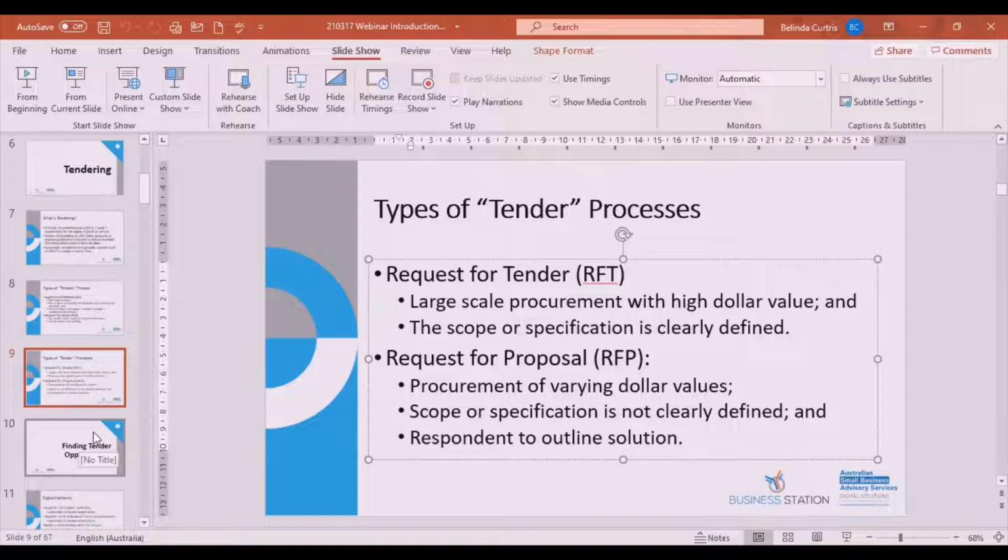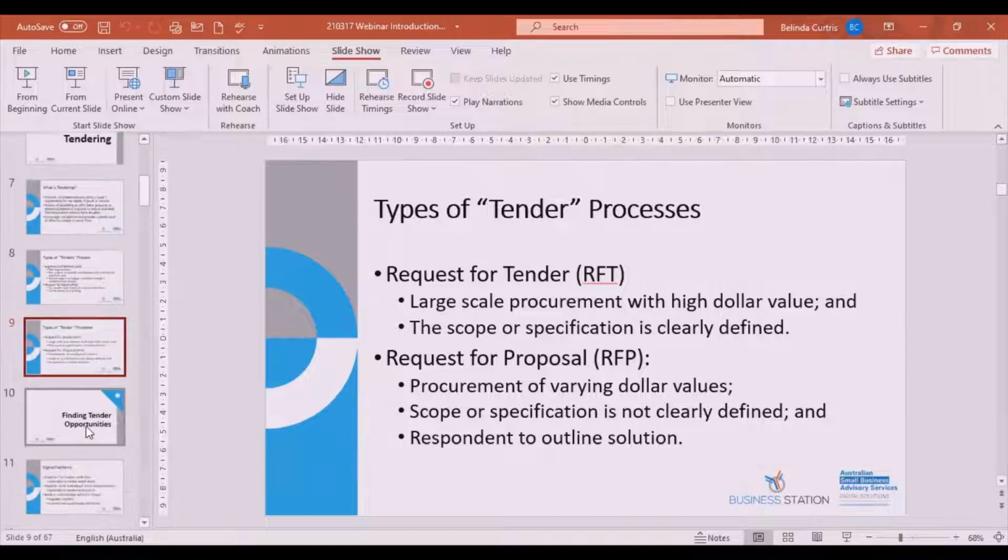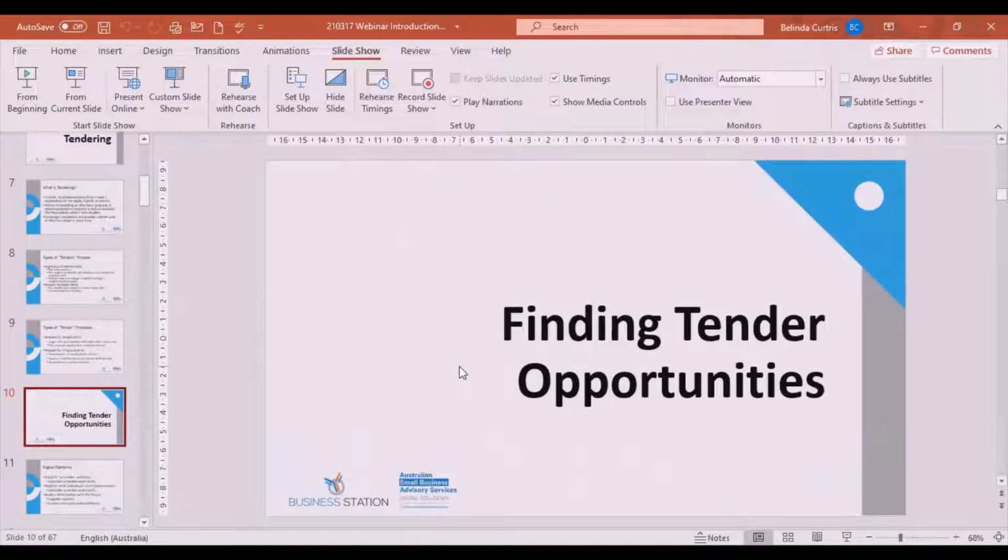So that's just some terminology about tender. It's important that you understand that terminology, because it will crop up in various advertising that you come across. So now we're going to look at finding tender opportunities.